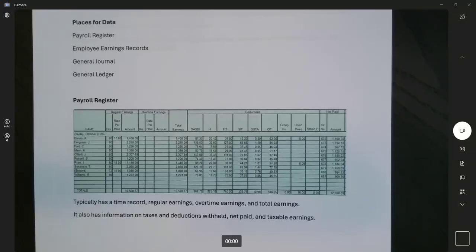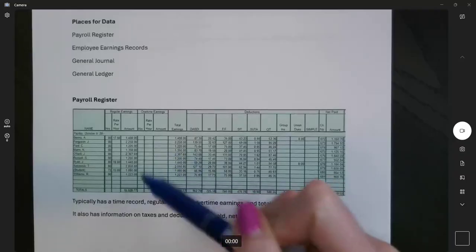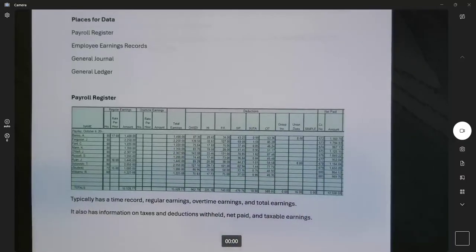This is an example of a payroll register. Details that we have here: employee names, their regular earnings, their overtime earnings, and their deductions and net paid. Typically, it's going to have a time record, regular earnings, overtime earnings, and total earnings. It also has information on the taxes and deductions withheld and taxable earnings.